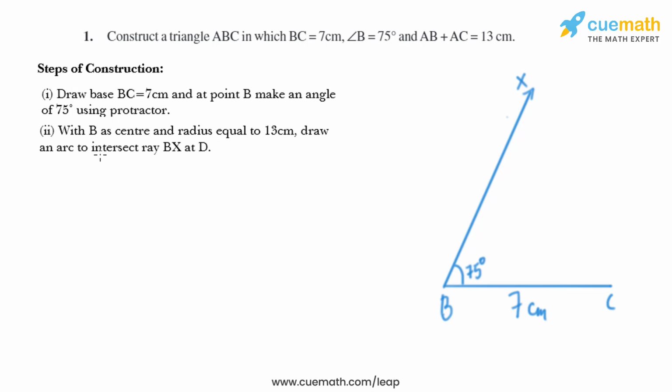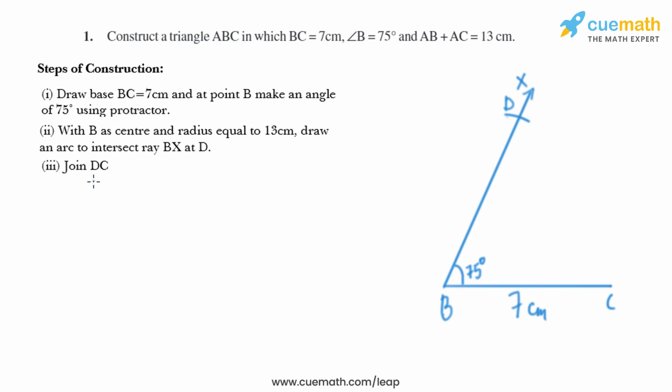Now in the next step, with B as center and radius equal to 13 cm, draw an arc to intersect ray BX at D. Now I'll put the compass at B and we'll measure the opening as 13 cm and we'll draw an arc like this that intersects BX at D. We'll name this point as D.